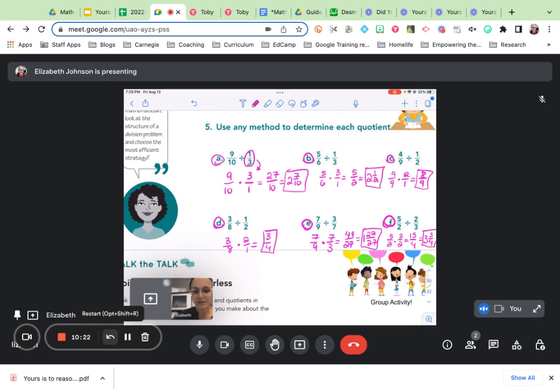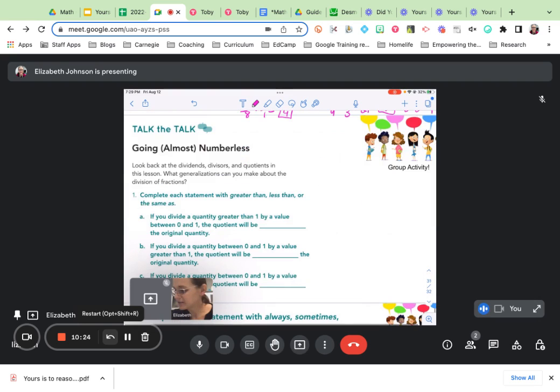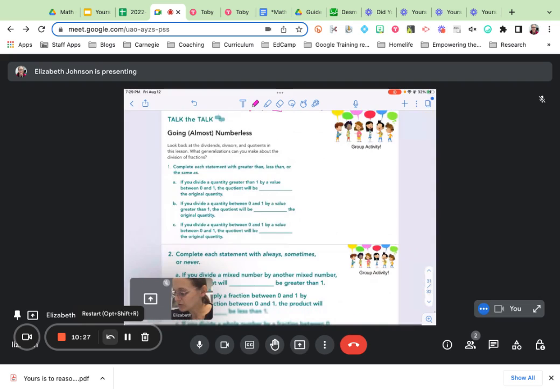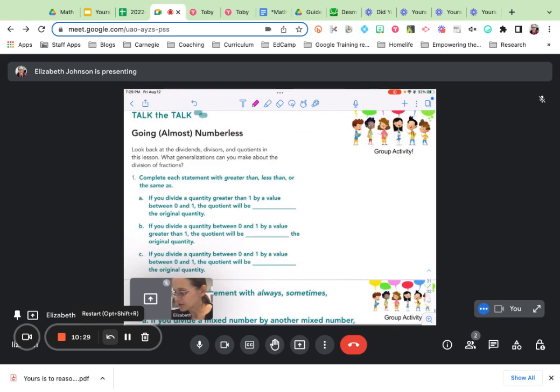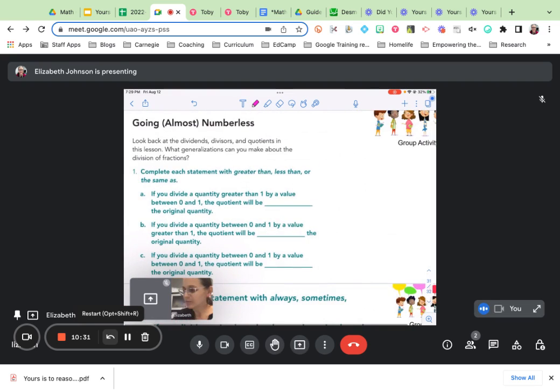So the last thing that we have today is a group activity. It's called Going Almost Numberless. And there's a variety of questions here for you to discuss. So we're going to look back at dividends, divisors, and quotients in the lesson and just make some generalizations about them. Your challenge here is to complete these sentences using the words greater than, less than, or same as. So you're going to put one of those words in each of those blanks. Talk about it as a group. Decide what you think. Debate it. Do you agree? There is a right answer. You can figure it out.